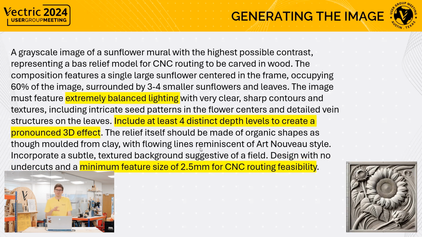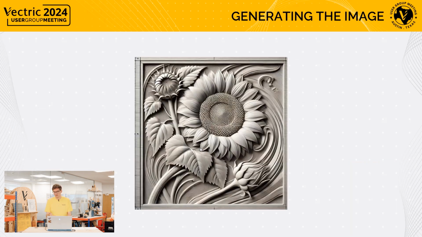And then there's the technical specifications. So you'll see specific detail about lighting. It's asking for 4 distinct depth levels. Again, be careful because they can't count, but still it's specifying a number of distinct levels of depth and the 3D effect. And also here it's said minimum feature size of 2.5 mil for feasibility. So this goes back to what we were saying earlier about giving instructions that are relevant for the application. And this is the final result. It's this kind of nice 3D relief of a sunflower.